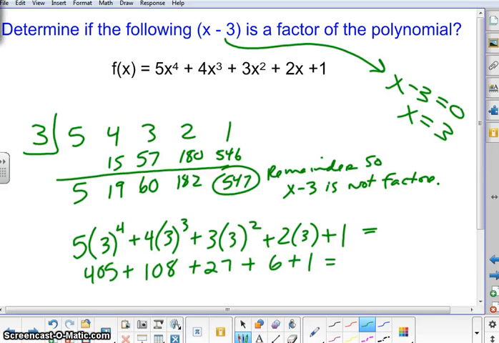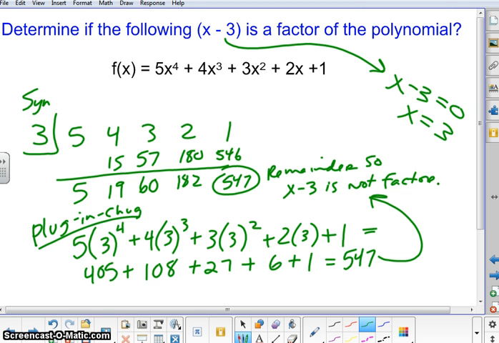And after you look at all my work, I also get 547, which is the same result. So you can either do the plug and chug method, and then this one is the synthetic division, and you can do long division as well, just like the previous one.